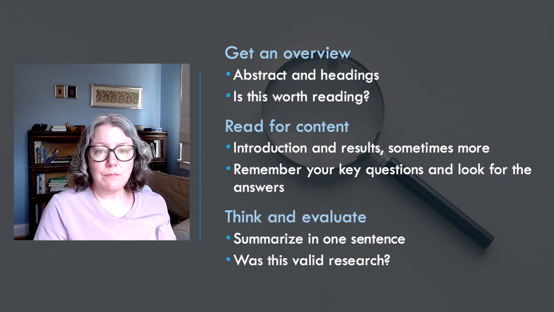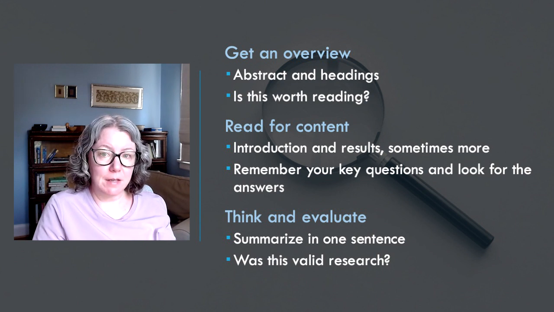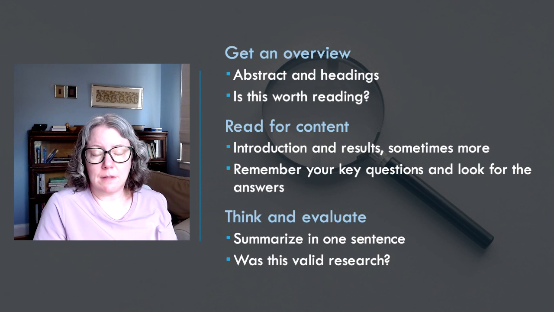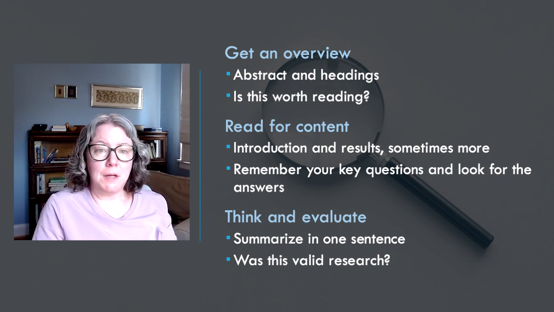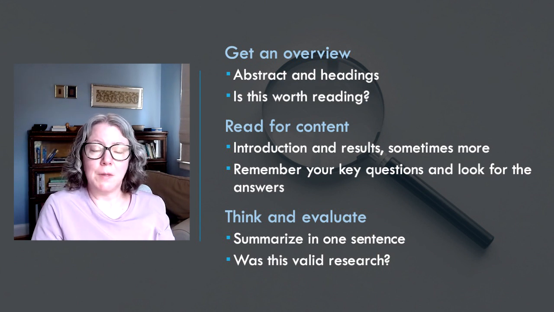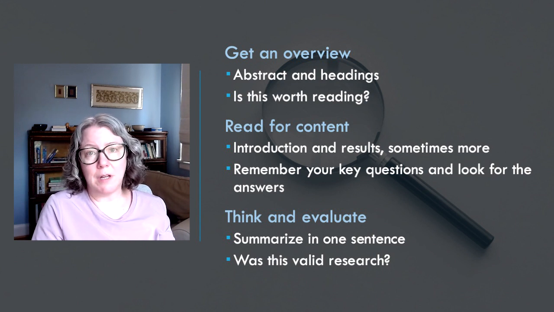Finally, you should take time to think about an article and evaluate whether it's good research or could be improved. For me, the first step is to try and summarize the article in a single sentence. This is important for 2 reasons. First, you are never going to remember everything about an article, but you can keep track of a sentence. And second, when you write a literature review, you need to be very concise in talking about existing research, so this will help you with that.